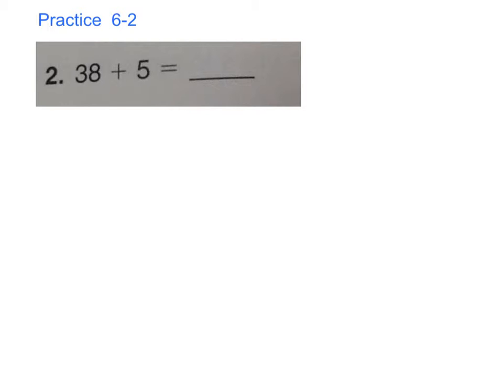Please look at problem number 2 at the top of your paper. The addition sentence reads 38 plus 5. Instead of circling the model, we will draw the model first. 38 is drawn as 3 tens and 8 ones. And 5 is drawn as 5 ones.